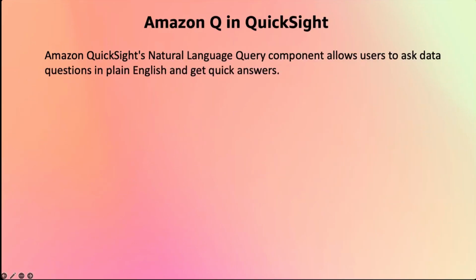Now, what is Amazon Q in QuickSight? It is basically Amazon QuickSight's natural language query component, which allows users to ask data questions in plain conversational English and get quick, visually appealing answers.